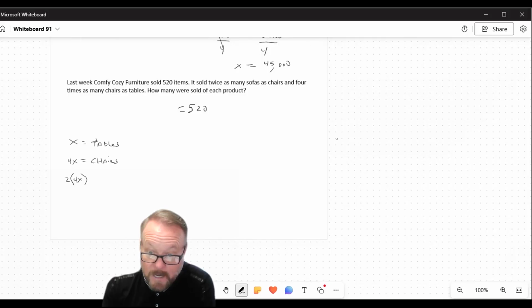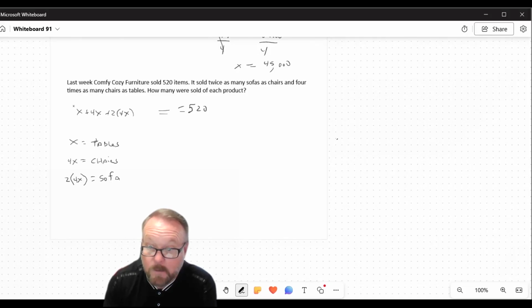So if 4x represents chairs, and so now this equals sofas. Sofas is 2 times as many sofas as chairs, and chairs 4 times as many as tables. Tables are x. All right, so if I wrote this up, it would be x plus 4x plus 2 times 4x. All that equals 520.